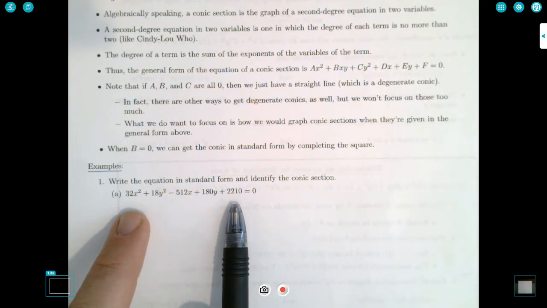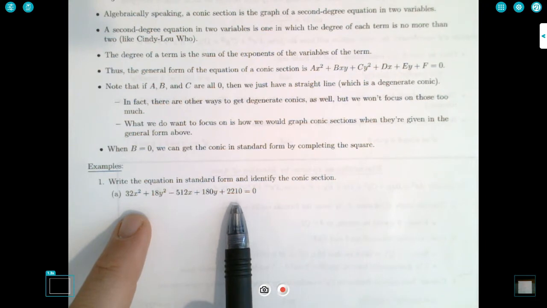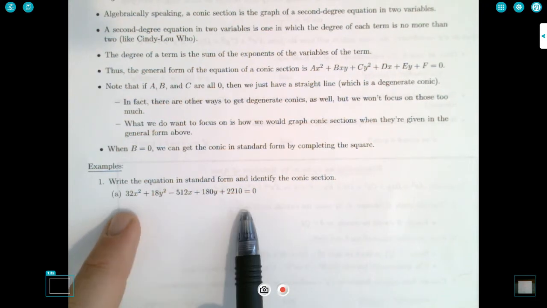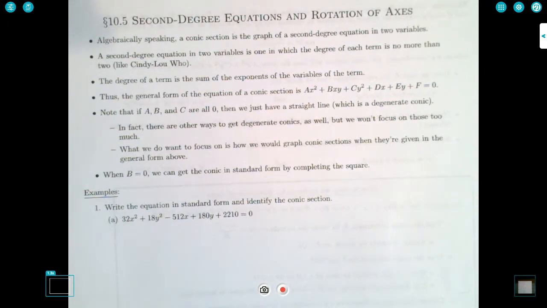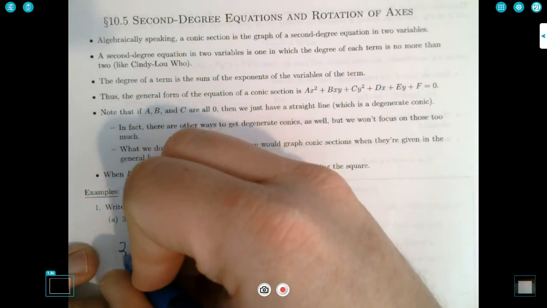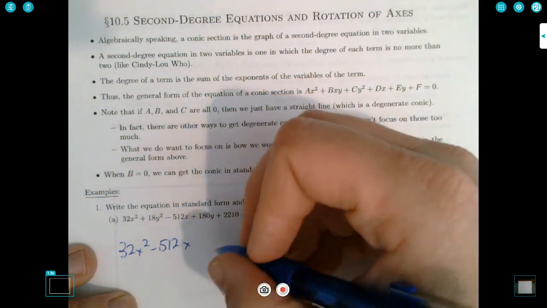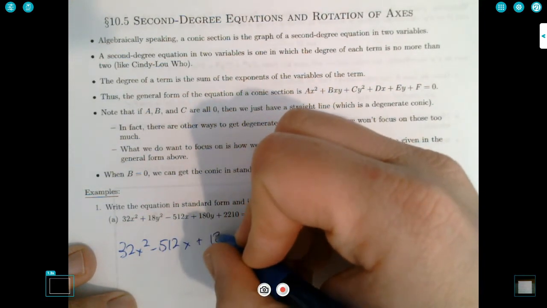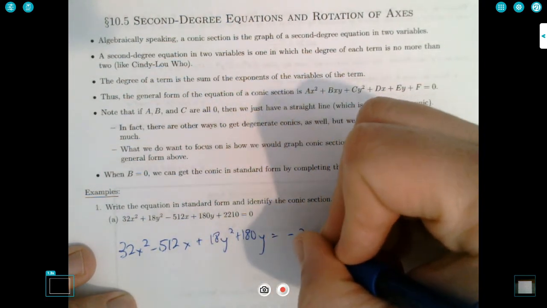We know that it's a conic section, but at first glance this is not something that we can just graph. In order to get it into a form that we can graph, we need to complete the square. I would assume most of you have seen this trick before, but here's what you do. You group your x's together, in this case 32x squared minus 512x. You group your y's together, 18y squared plus 180y. You move the constant term over to the other side.